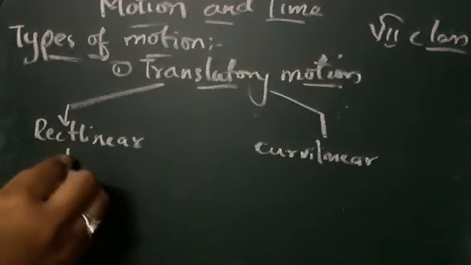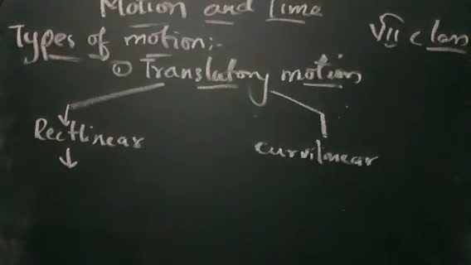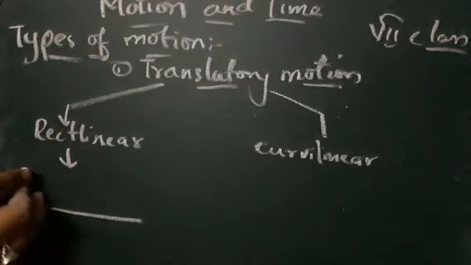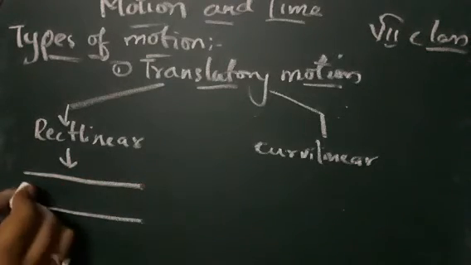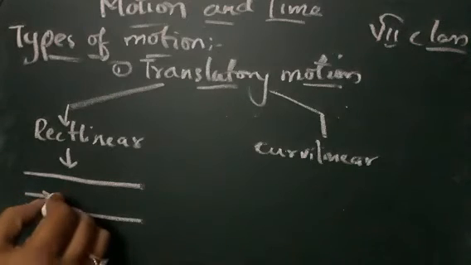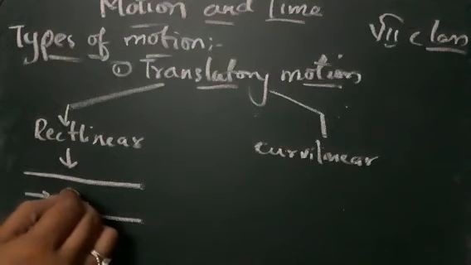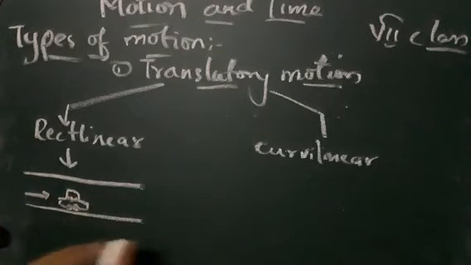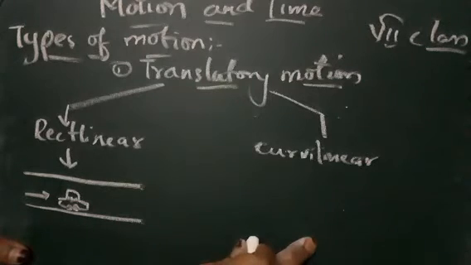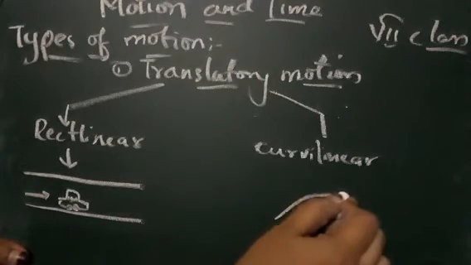In rectilinear motion, if a body in translatory motion moves along a straight line, suppose this is a straight road and a car is moving on the straight road, then it is said to be rectilinear motion. And curvilinear motion is nothing but when it is moving along a curve.